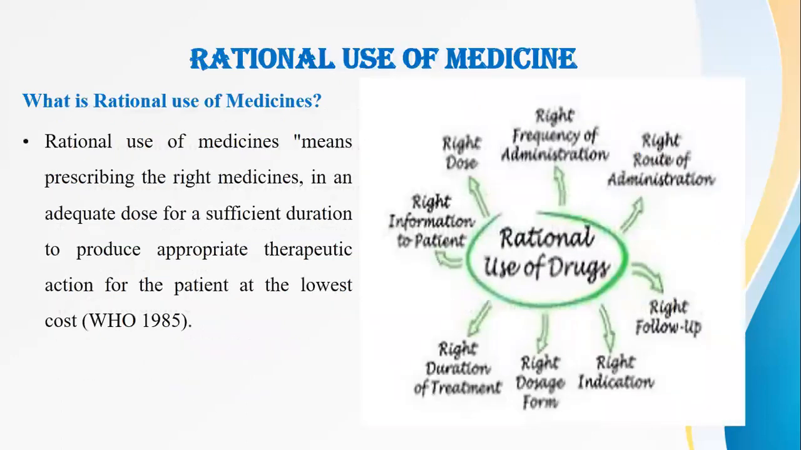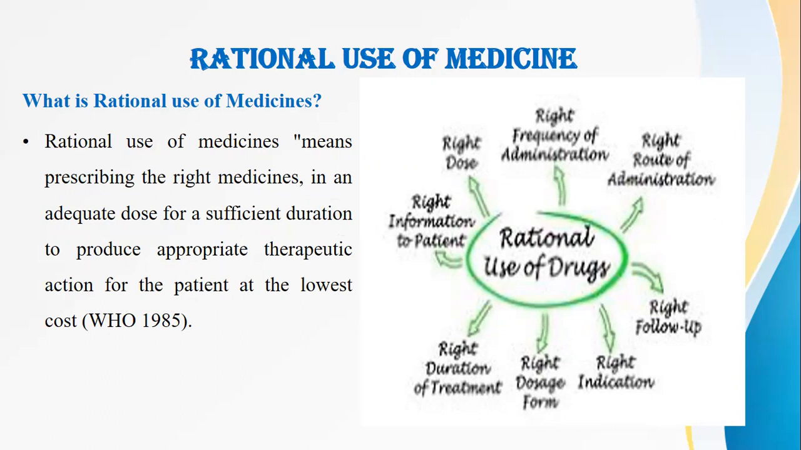Then, what do we mean by rational use of medicines? Rational use of medicines means prescribing the right medicines in an adequate dose for a sufficient duration to produce the appropriate therapeutic action for the patient at the lowest cost. It is an important, vital aspect included in pharmacodynamics because the body mechanism of persons varies individually, due to the involvement of RUM.